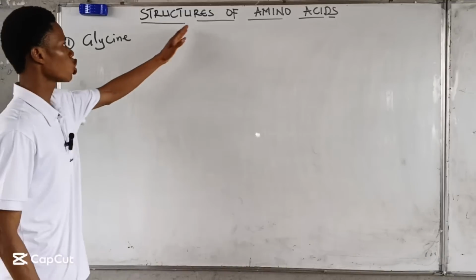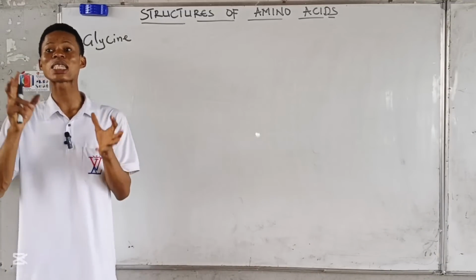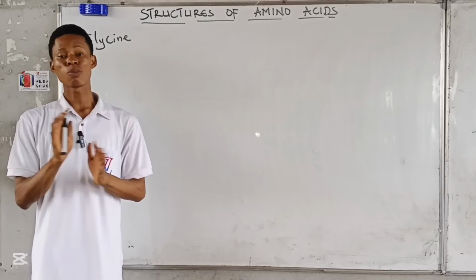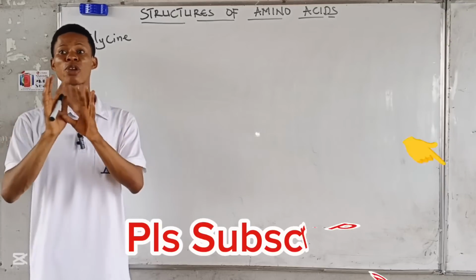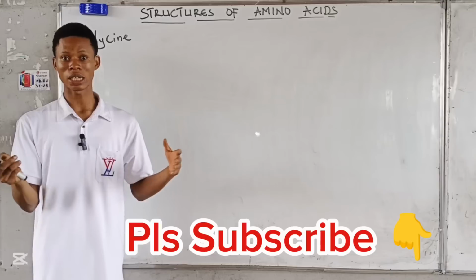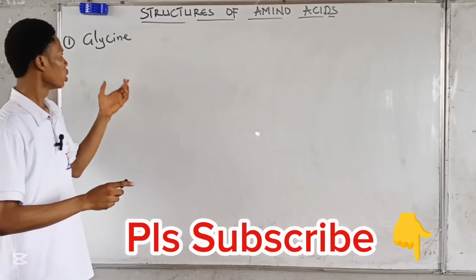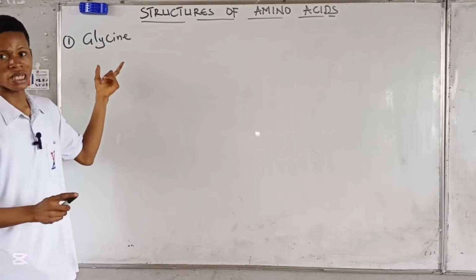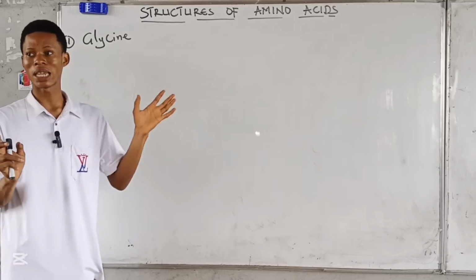So we are looking at the structures of amino acids. We want to draw the 20 amino acids, the simplest way to draw them. Listen, everybody can draw it, even people that are tired can draw it. Now, let's start with the simplest amino acid. The simplest amino acid is glycine.